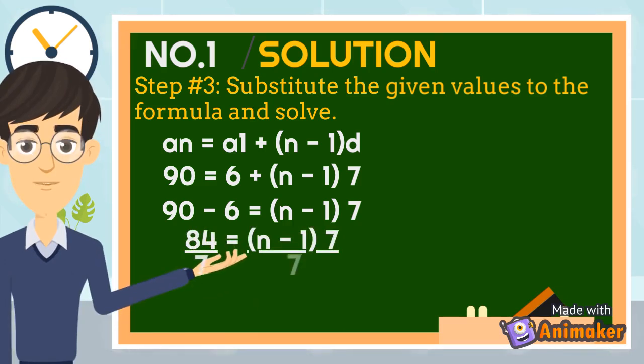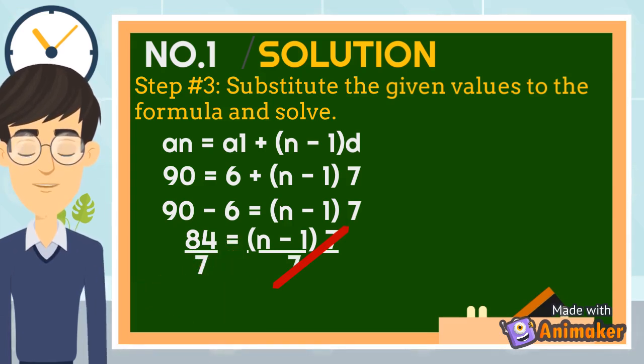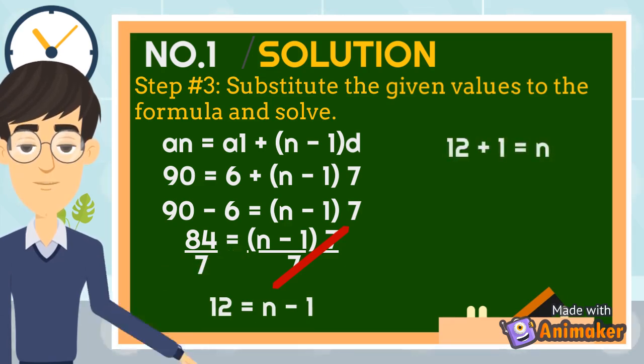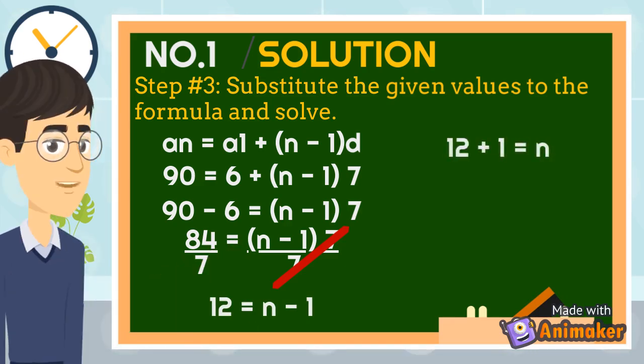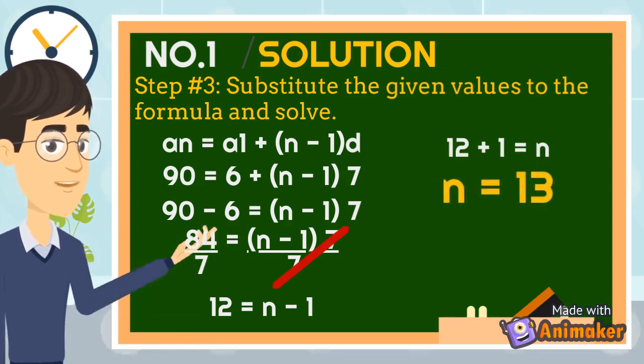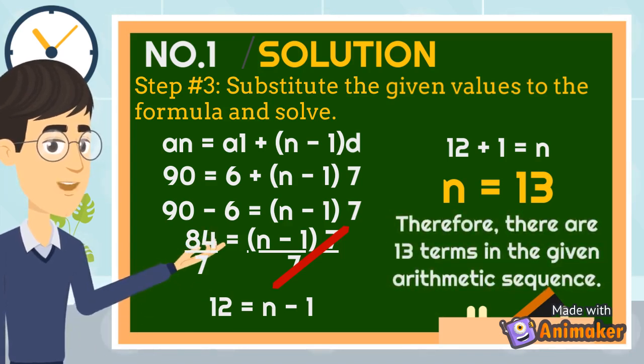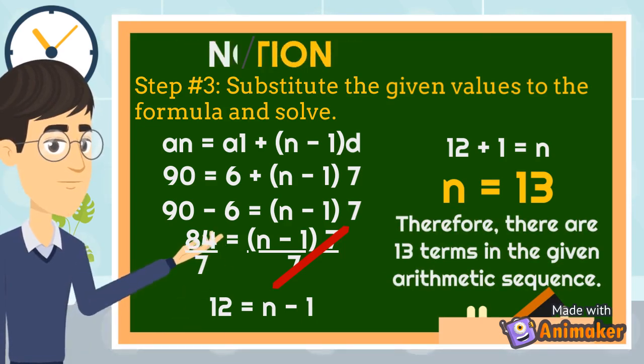Then, we will divide both sides by 7, which will lead to the cancellation of 7 on the right side of the equation. We now have 12, from 84 divided by 7, equals n minus 1. Next, we will add 1 to both sides, or simply transpose negative 1 to the opposite side, which will give us 12 plus 1 equals n. Therefore, the number of terms in the given arithmetic sequence is 13. Is it understood? I hope it's yes.